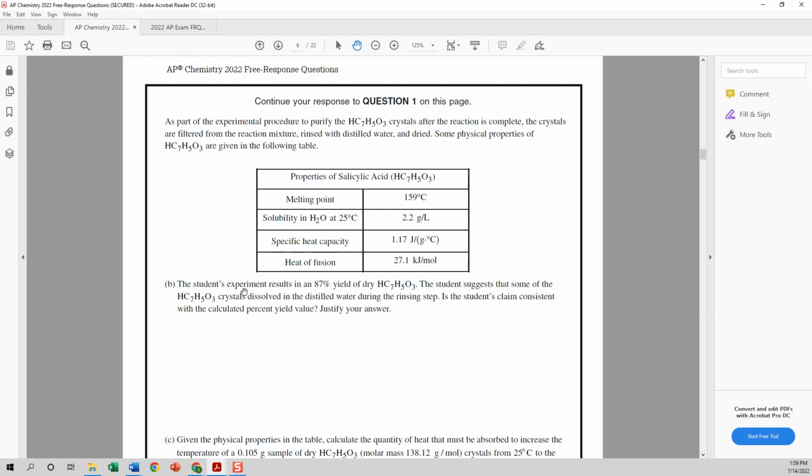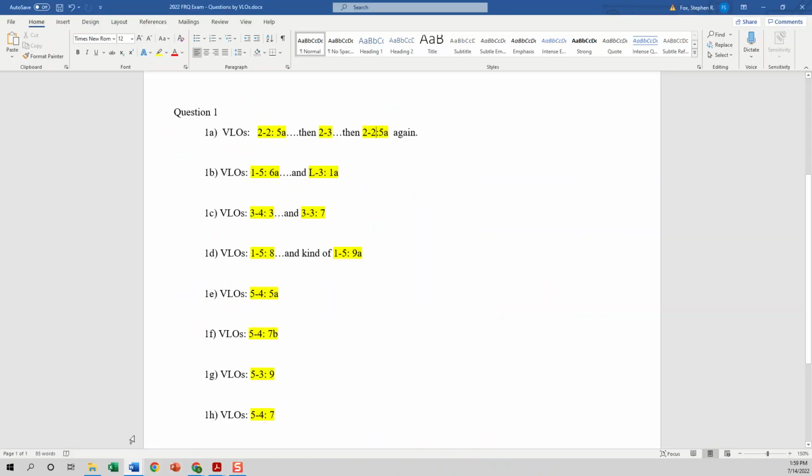It says the student's experiment results in 87% yield of the compound. The student suggests that some of the crystals dissolved in the distilled water during the rinsing step. Is the student's claim consistent with the calculated percent yield? So let's look at what VLOs these cover.